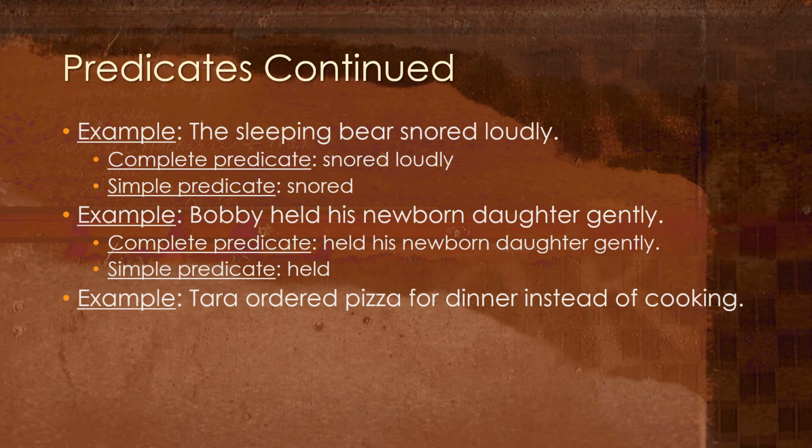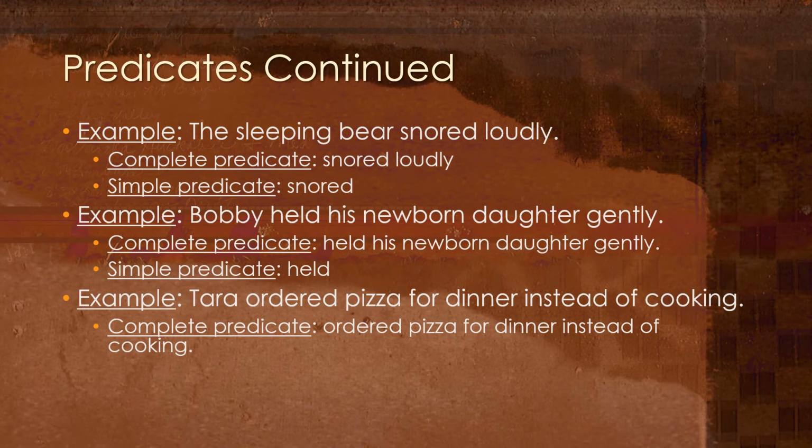Similarly, we have another one here. Tara ordered pizza for dinner instead of cooking. Just like we have up here with Bobby, Tara is our subject. She has no other description words attached to her. So we can move her out of the way because we know she's our subject. Now, for the complete predicate, again, just like with Bobby, it's the rest of the sentence. Ordered pizza for dinner instead of cooking. And of course, what is the one word for what Tara did? She ordered. So again, we have this dynamic here where we have a noun performing an action and the action itself being performed.